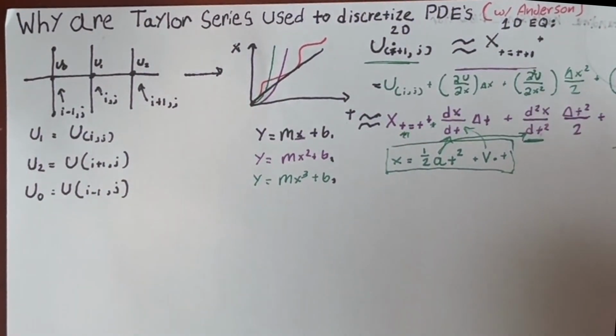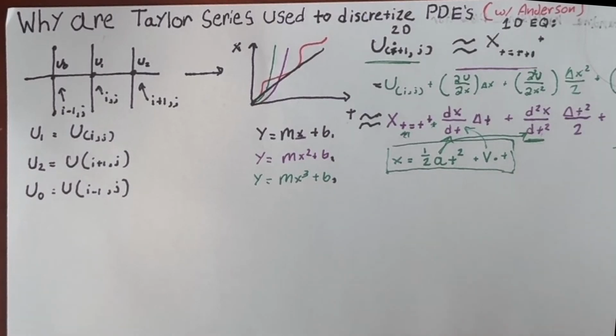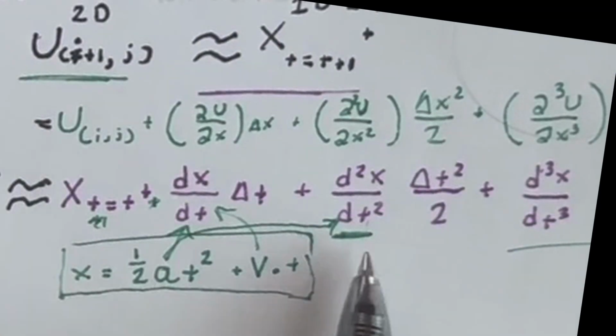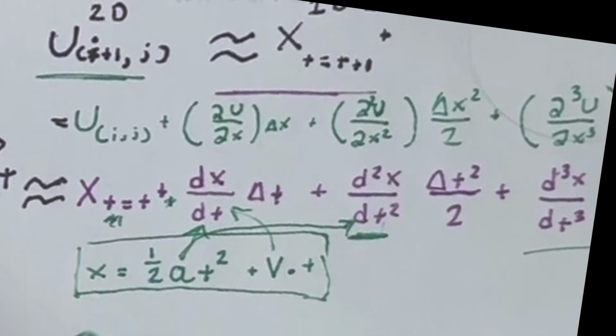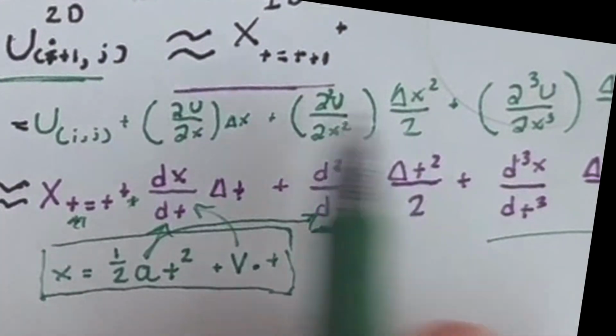And then these higher orders represent jerk, snap, crackle, pop, and so on. So now that we have a physical description of why these higher order terms are necessary, let's break down every element in this full equation right here.